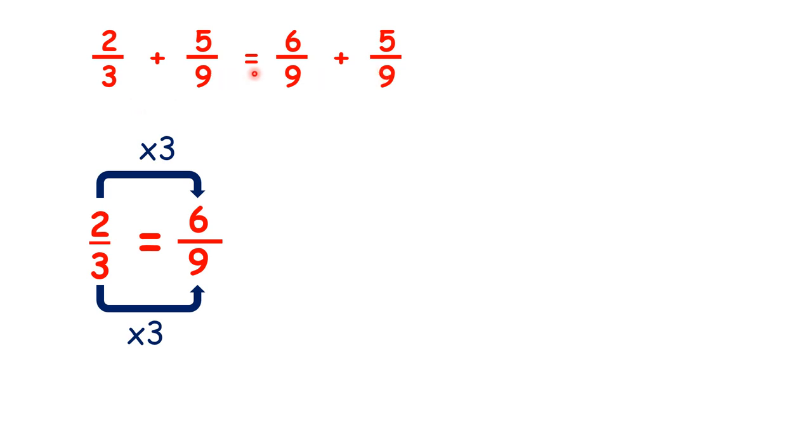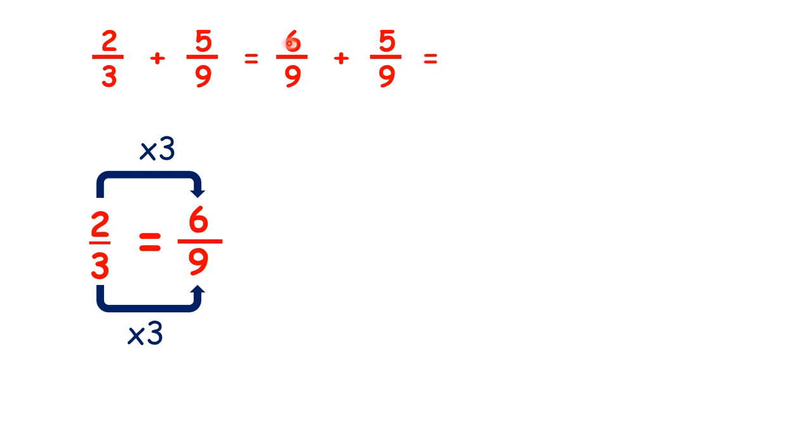So notice what the equals sign really means here. We have 2/3 plus 5/9 equals 6/9 plus 5/9. The equal sign just means is the same as, so adding 2/3 and 5/9 is the same as adding 6/9 and 5/9. But we haven't got our answer yet.